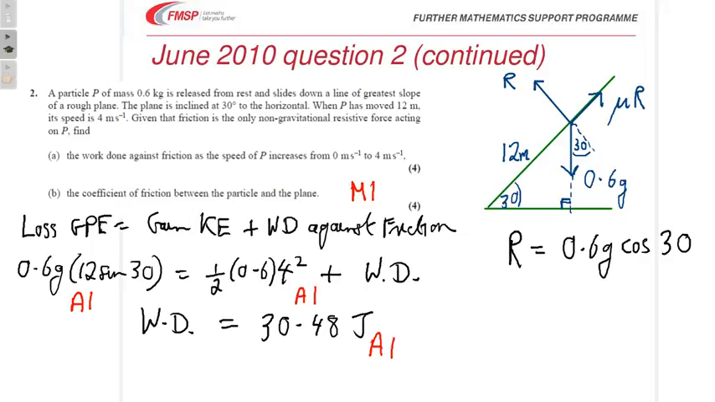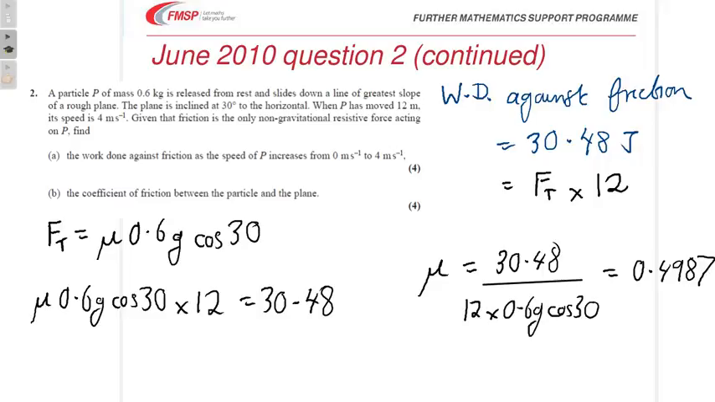For the second part of the question, again 4 marks. There was one method mark for setting up an equation with friction times 12 equals work done, so the method mark was for this equation, and the other marks were one for the work done is friction times 12, that was a B mark, one for the final answer, accuracy mark, and one for that. Okay, that's question 2.